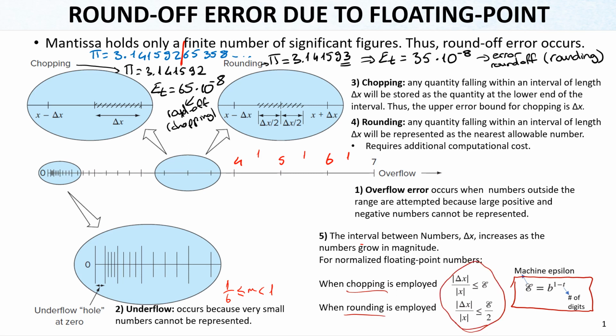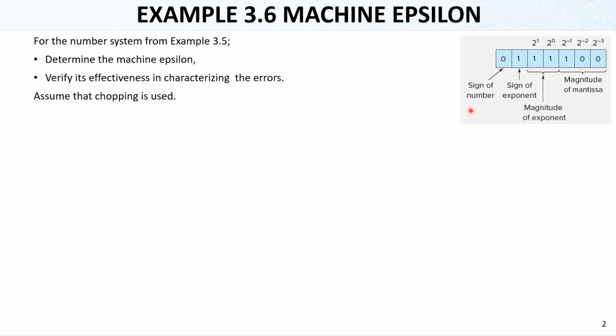So we will have an example in the following slide for this purpose. Let's use the same example as you can see on the right hand side for 7 digits for determining the round off errors using the machine epsilon criteria as well. We want to determine machine epsilon and also verify its effectiveness in characterizing the errors. And we will assume the chopping is used. So let's first define the machine epsilon.